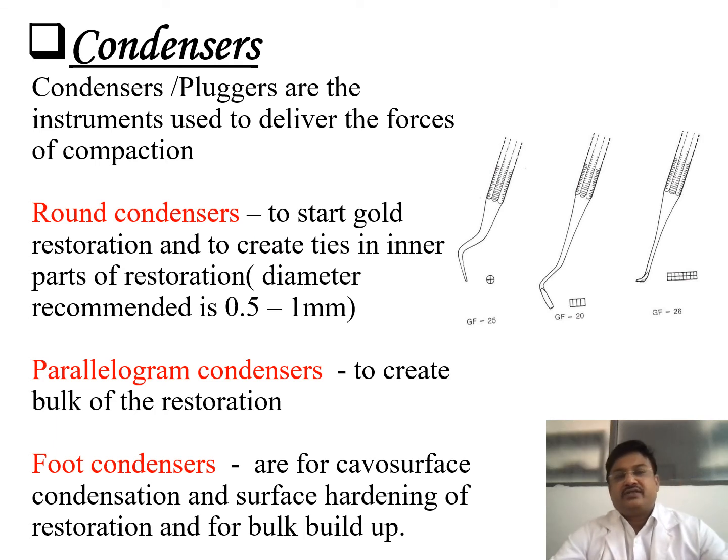Condensers, pluggers, these are the different types of condensers we use to deliver the forces of compaction. They are round condensers, parallelogram condensers and foot condensers. Round condensers are to start gold restoration and to create ties in inner parts of the restoration, recommended 0.5 to 1 mm diameter. The parallelogram condensers are to create the bulk of the restoration. Foot condensers are for surface condensation and surface hardening of restoration and for bulk buildup.